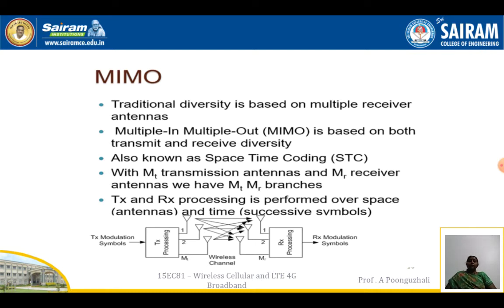So multiple input, multiple output is going to be based on both transmit and receive diversity. It is also known as your space-time coding method. We are going to have MT transmission antennas, and MR is going to be the number of receive antennas. So the total number of branches is going to be MT cross MR, because each antenna will transmit to all the receive antennas. So the number of branches is going to be MR into MT. The transmitter and the receiver processing is going to be performed over the space, the antennas, and time, the successive symbols.